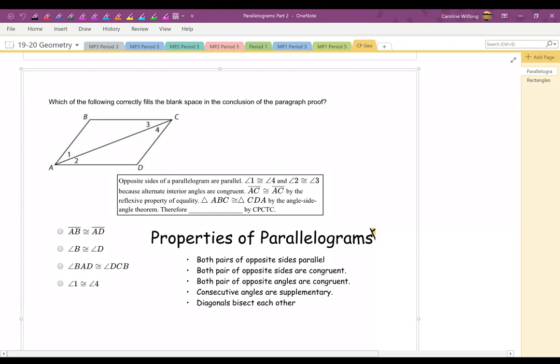So we know because it's a parallelogram that the opposite sides are parallel. So we know that side AD and side BC are congruent, and we know that side AB and CD are congruent. We also know that the alternate interior angles are congruent. So that means angle 1, they tell us, is congruent to angle 4 because they are alternate interiors. And angle 2 and angle 3 are also congruent because they are also alternate interior angles.